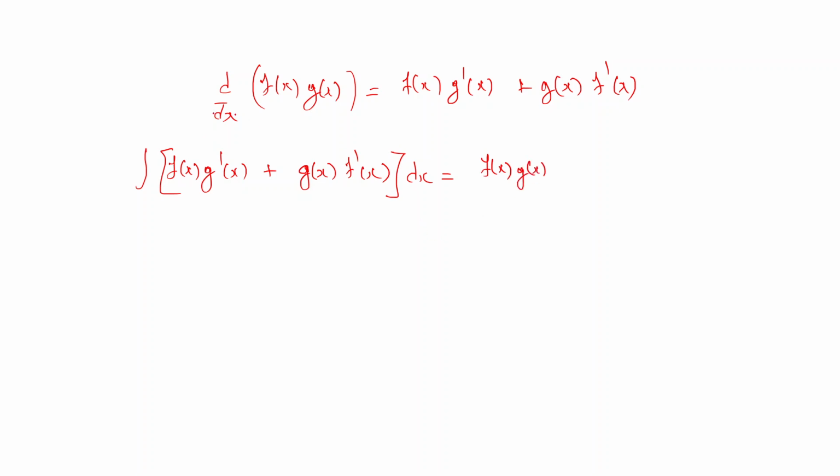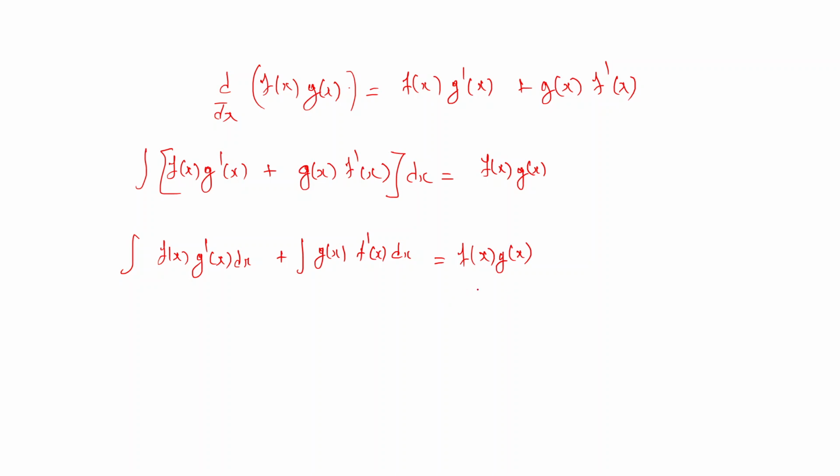Agreed? Basically, d of this thing equals this times dx, and we are just integrating on both sides. So the integral of f of x g dash x dx plus the integral of g of x f dash x dx equals f of x g of x. Agreed?